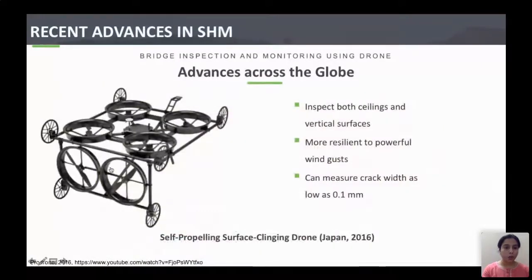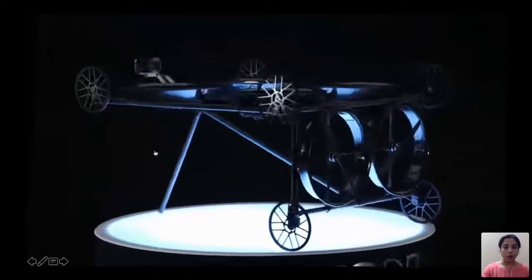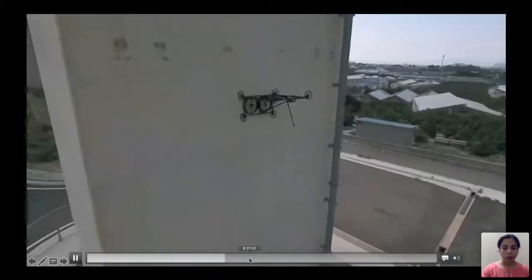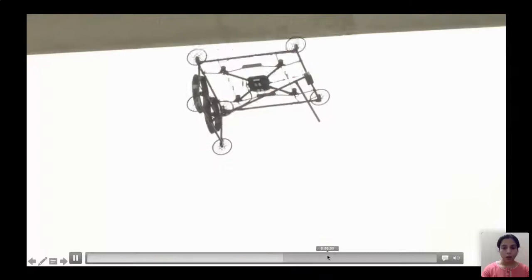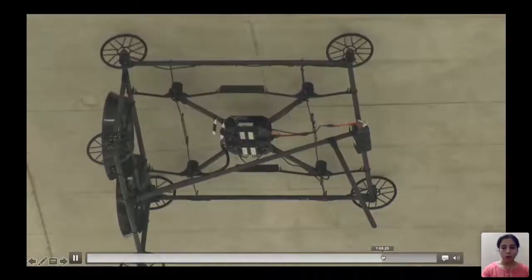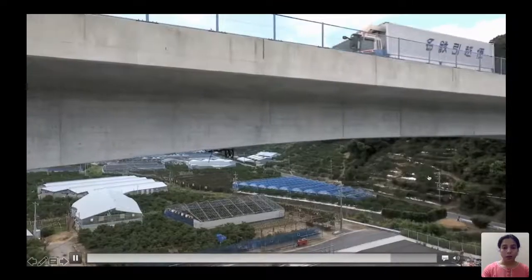This is another drone which can go very close to the structure. It is an L-shaped drone. It can even crawl as well as fly. This can measure cracks with crack width as low as 0.1 mm. So just quickly I'll show you.